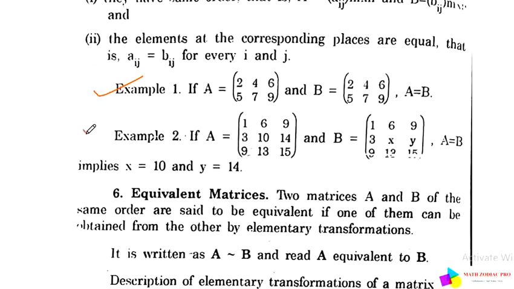Next example, if A equal to 1 6 9, 3 10 40, 9 30 50 and B equal to 1 6 9, 3 x y, 9 30 50. Here also A equals B, but the condition is that x and y are unknown, so the value of x corresponds to 10 and y corresponds to 40.